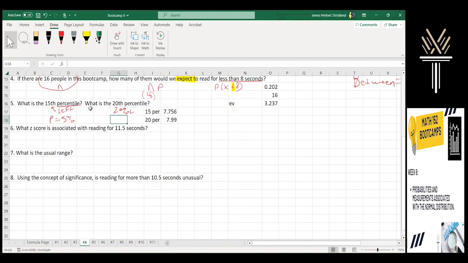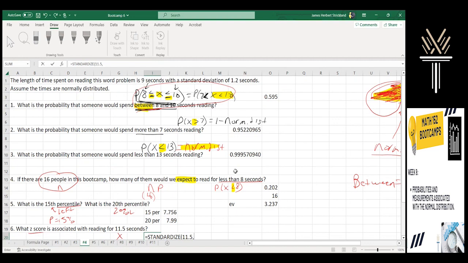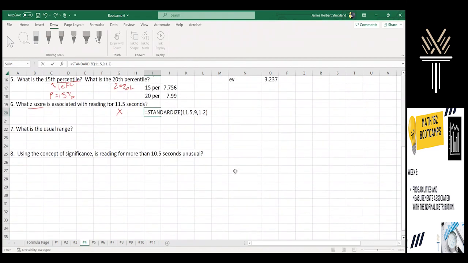Part 6. We want a z-score from a measurement. We know how to do that. If you want a z-score from a measurement, that's just standardize. Measurement's 11.5. Our mean is 9, and our deviation is 1.2. So observation or measurement, mean, deviation. That's your z-score.